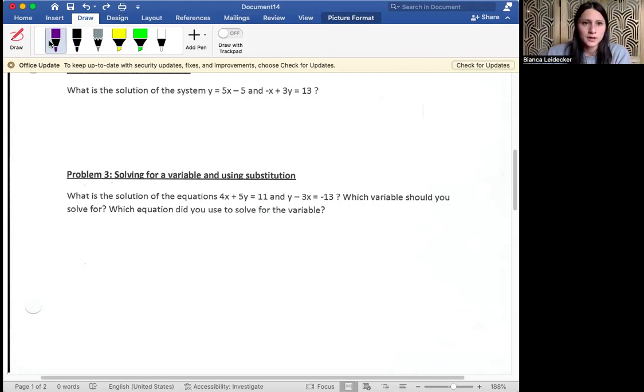Okay, what if we have an equation where they're not both equal to y? Well, if I have one equation that's equal to y, what I could do is replace this whole expression for where y is. So when I write this, I have negative x plus the whole phrase of what y equals, 5x minus 5.